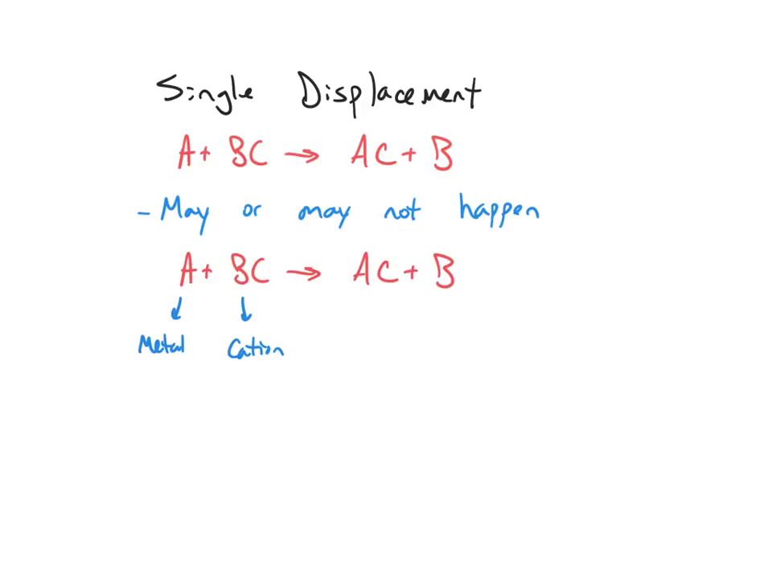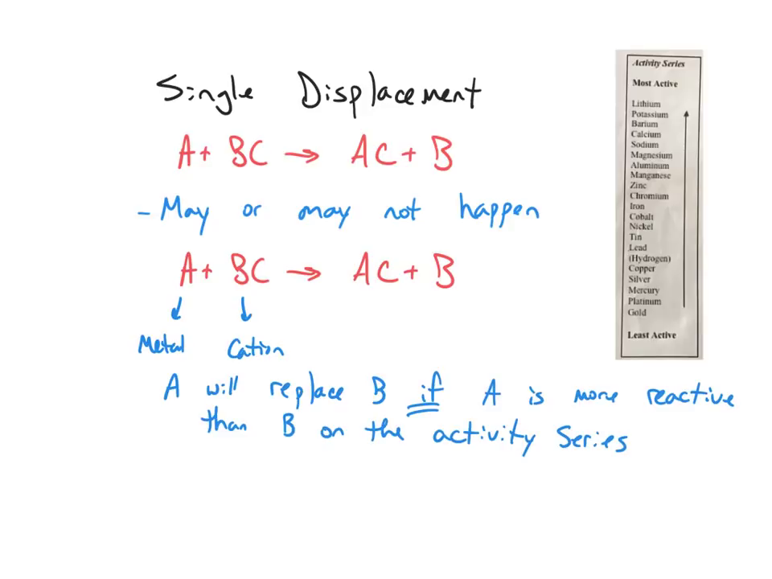The focus of a single displacement reaction are on two things, the metal and the cation. The metal and the cation are in a competition. The metal will replace the cation only if it's more reactive than the cation. So A, the metal, will replace B only if A is more reactive than B on the activity series. So you're looking at the metal compared to the cation.